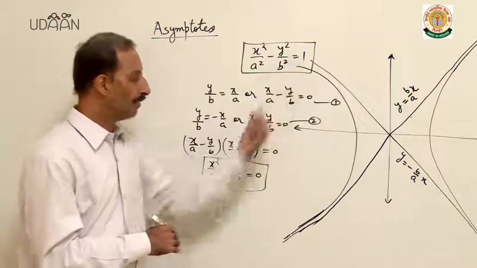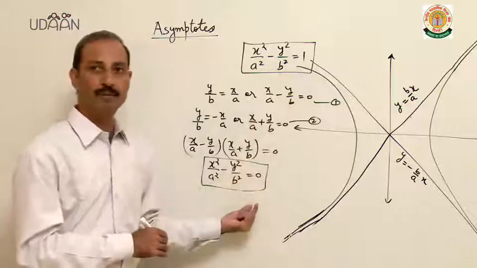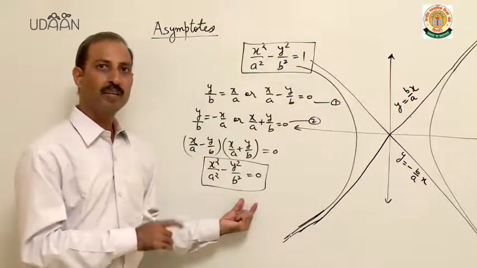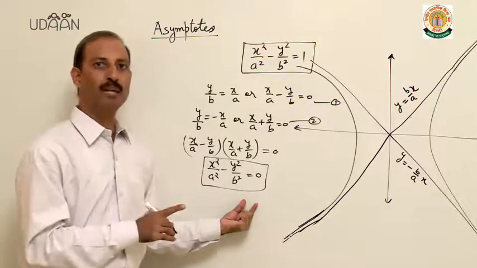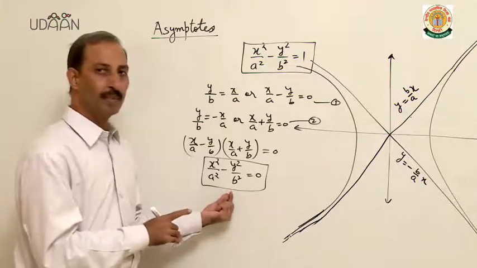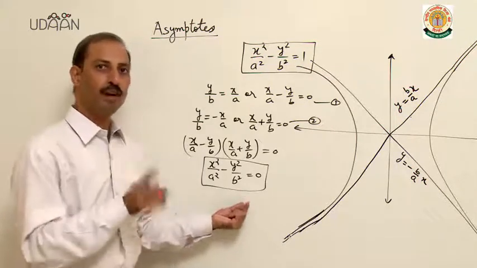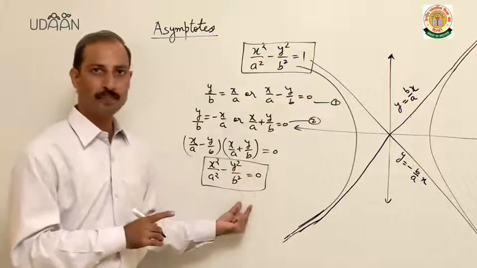Now the difference is only the constant value. So remember this: the equation of the hyperbola and the combined equation of asymptotes differ by only a constant term.